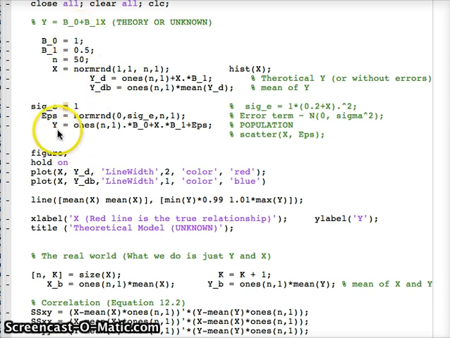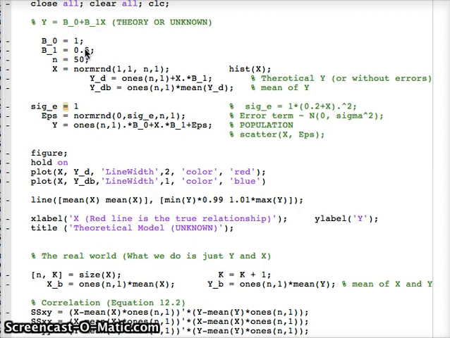However, for y, this relationship is unknown, which means nobody knows it. When we are doing the simulation, we know the values of b0 and b1, but in the real world, we don't know these two values. What we do is try to use some equations to estimate these two values.